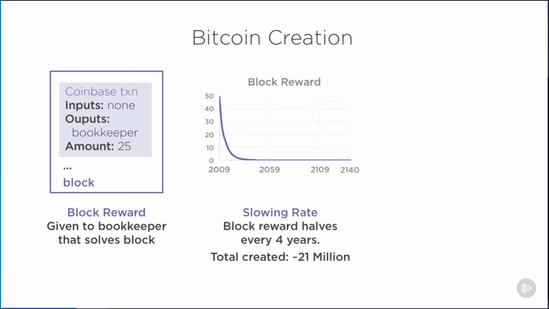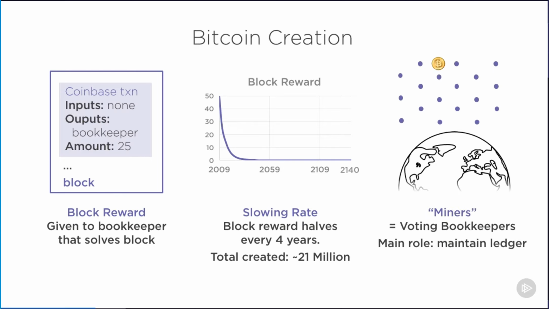Currently, the block reward is set at 25 bitcoins, but this cuts in half every 4 years until no more bitcoins are produced. As I mentioned in the first module, this discovery of money is why bookkeepers are called miners, but again, their real job is to maintain the ledger. The random nature of the block hashing puzzle simply provides a way to randomly distribute money into the world over time.